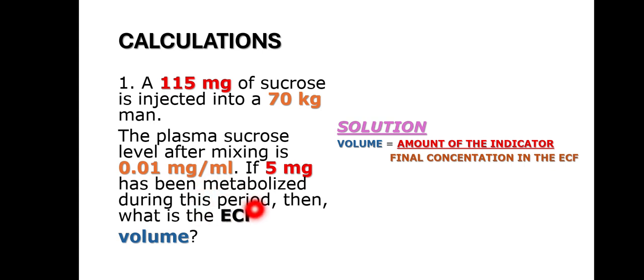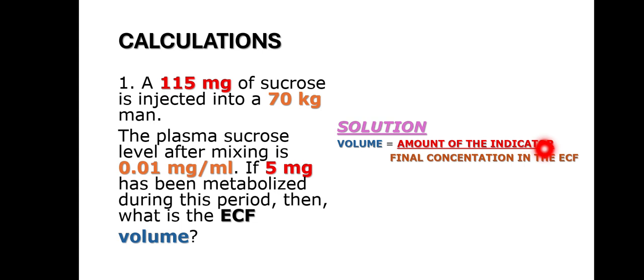So how are we going to do this? We are going to use the formula. Volume is equal to amount of the indicator over final concentration in the ECF. The amount of the indicator, we know it is the mass, the amount of a substance, the amount contained in the substance. That's how we describe mass. We inject this dye into the ECF, which is the body fluid compartment, and we need to calculate the final concentration. We are combining the ECF and the dye so that we can come up with the final concentration. Now, remember, we want the volume.